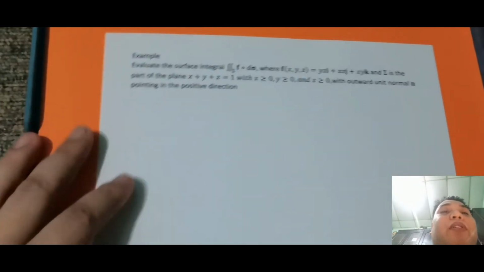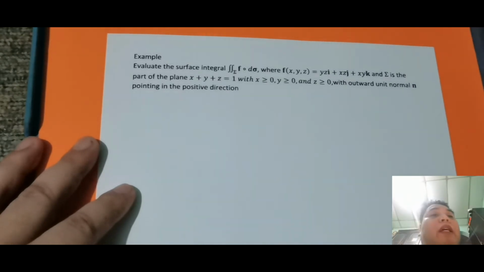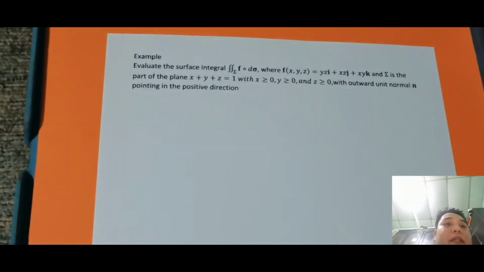Okay, so let's have an example. Evaluate the surface integral along the surface sigma of F dot d sigma, where F of x, y, z is equal to yz i plus xz j plus xy k. So that is our vector field. Given that vector field, sigma is the part of the plane x plus y plus z equal to 1, where x is greater than 0, y is greater than 0, and z is greater than 0, with outward unit normal pointing in the positive direction.